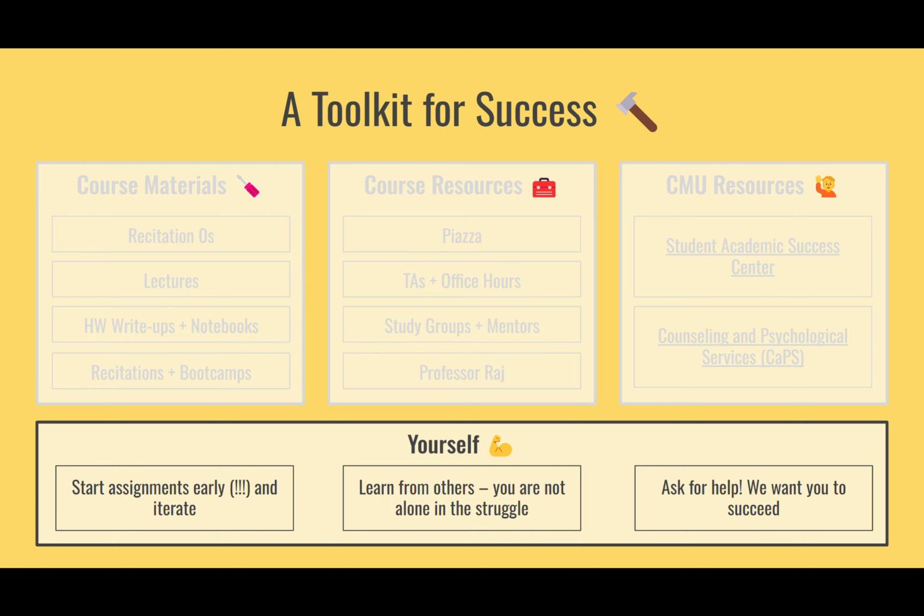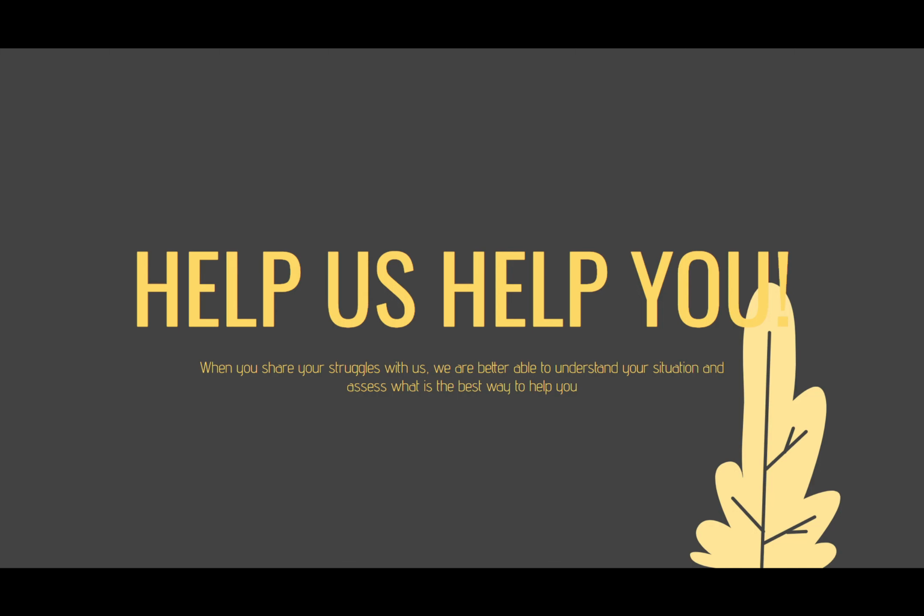And finally, as we've kind of laid out, there are things that you can do to make your life easier. Some of the obvious ones are starting assignments early and iterating to do the best work, learning from others, especially those in your study group, knowing that you're not alone in this struggle, and then asking for help. We want you to succeed. So if you're struggling with something, do reach out to us. Don't be afraid. If you reach out to, say, the wrong person, they'll just direct you to whoever the right person is. So please do reach out.